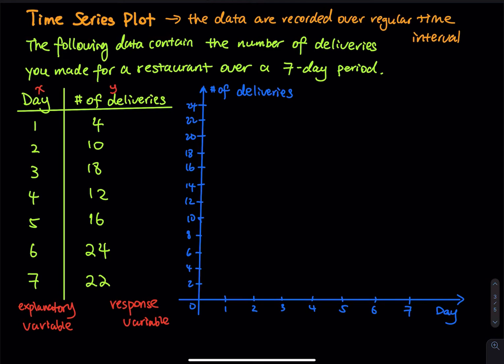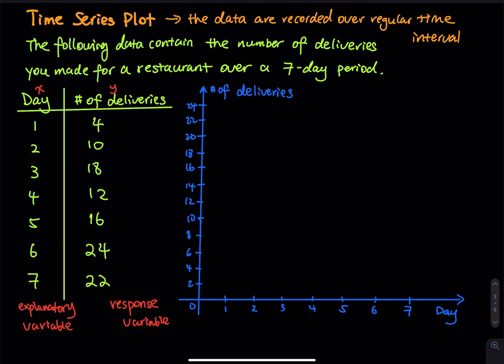The scatter plot is called a time series plot when the data are recorded over regular time intervals. In this video, I will do two examples regarding the time series plot. So let's do the first one. The following data contain the number of deliveries you made for a restaurant over a 7-day period, so 1 week.